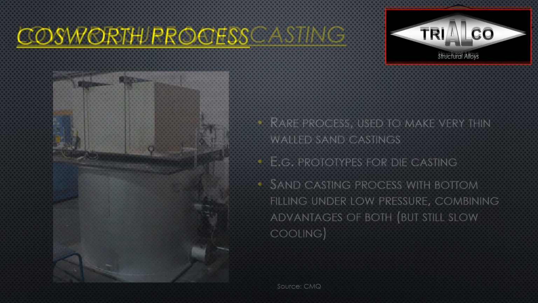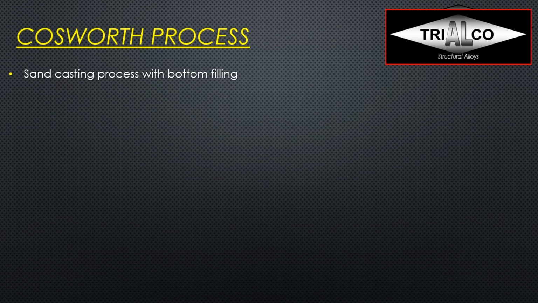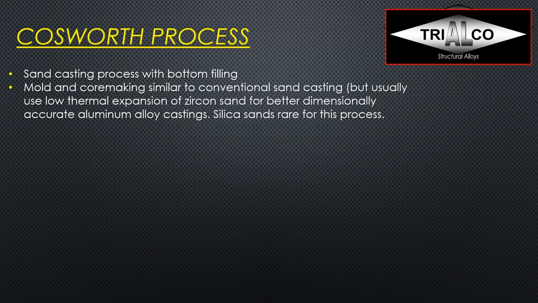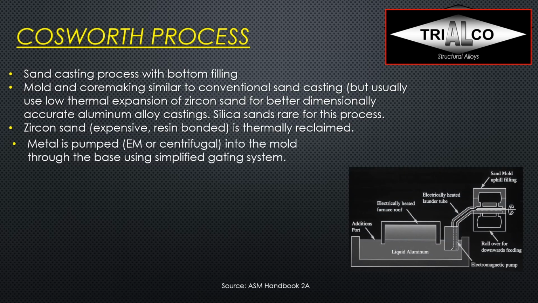Another special process is the Cosworth process, and here again it's sand casting but with bottom filling. The mold and core making is similar to conventional sand casting, but uses a low thermal zircon sand for better dimensional accuracy, and silica sands are rather rare for this process. The zircon sands are pretty expensive, resin bonded and thermally reclaimed. The metal is in this case pumped, usually with an electromagnetic or mechanical pump, into the mold through the base using a relatively simplified gating system.